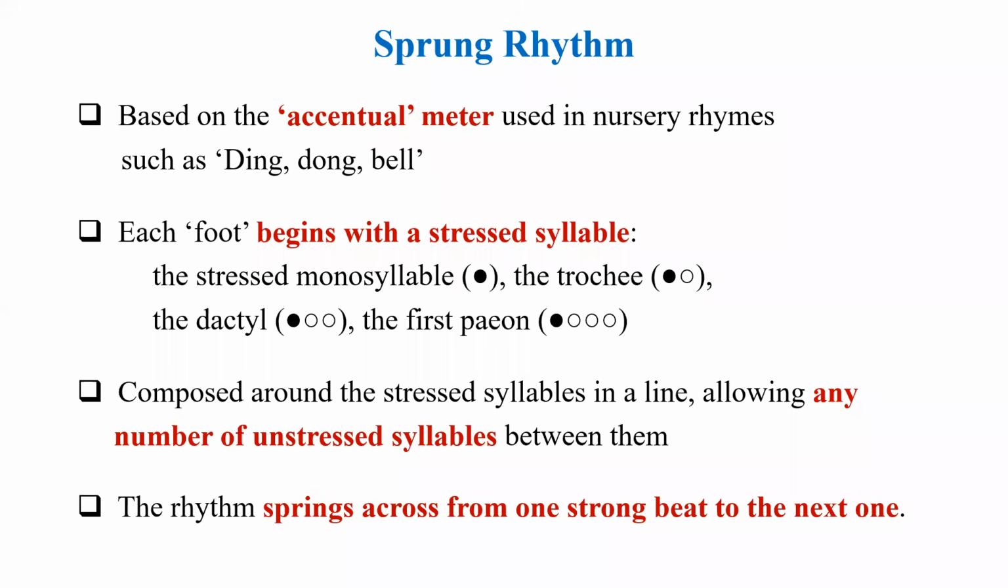Let me explain. In sprung rhythm, every foot, where foot refers to a combination of syllables, begins with a stressed syllable. It can be a single syllable, a monosyllable, or a trochee, a stressed syllable followed by an unstressed syllable. Then you have the dactyl, a stressed syllable followed by two unstressed ones, or sometimes the paeon. So you have four, and the first one is always stressed.